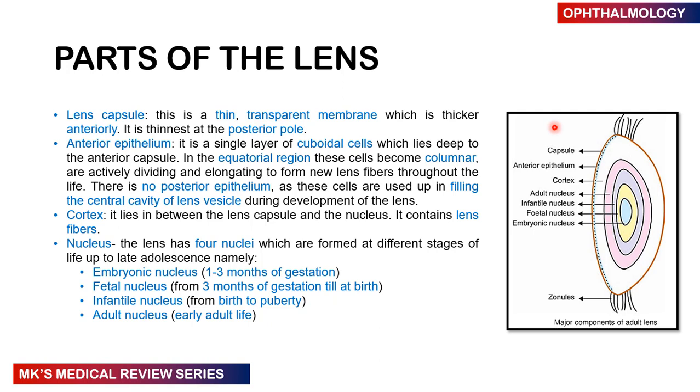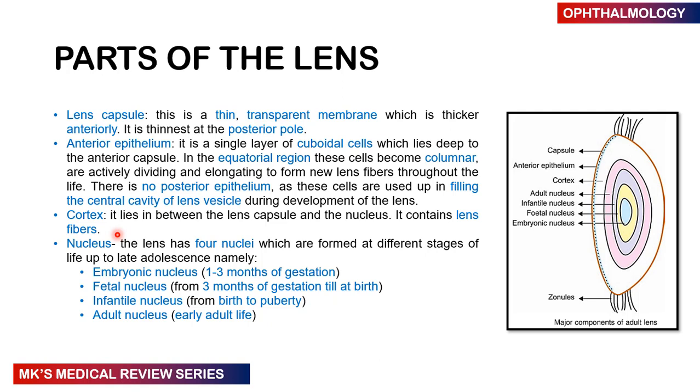On the anterior side, you have an anterior epithelium just underneath this capsule. Now, this epithelium consists of cuboidal cells, which lie deep to the anterior capsule. And in the equator, or the center of this lens, they actually become columnar cells, and they are actively dividing, actively elongating the lens. And these are responsible for how the epithelial cells grow out from this area. So there is no posterior epithelium; the epithelium is actually in front. At the back, there is no posterior epithelium. And of course, these cells are used to fill up the central cavity of the lens.